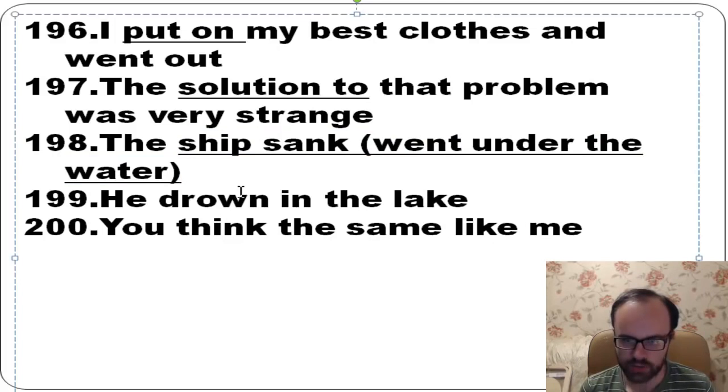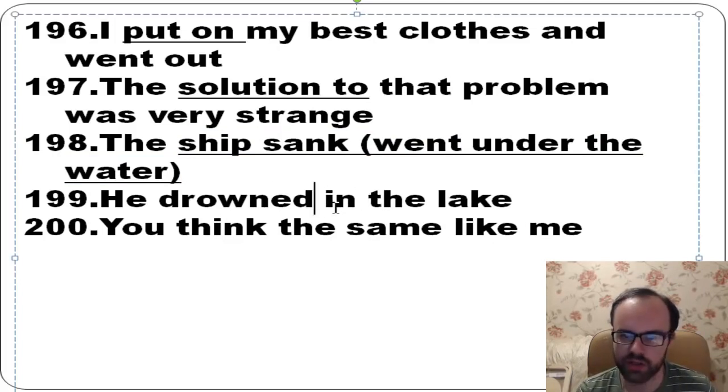We use drown. This verb is regular. He drowned in the lake. It means that he died. He went under the water. And the ship sank. It went under the water. It's with things and it's with people.